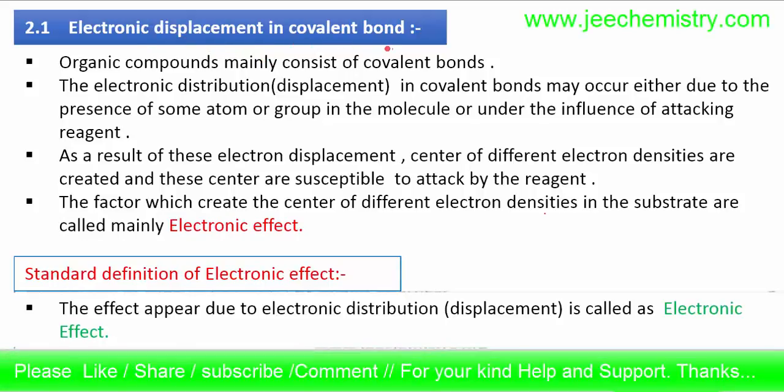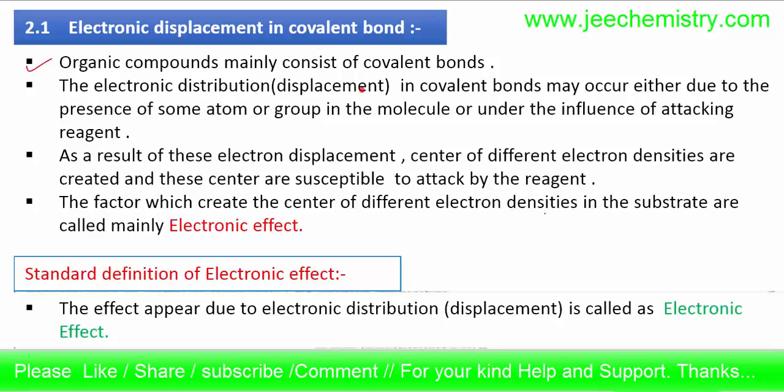Electronic displacement in covalent bond. This is the basic concept required to understand the mechanism of organic reactions chapter. First point is organic compounds mainly consist of covalent bonds. Generally, most of the organic compounds are bonded with covalent bonds.